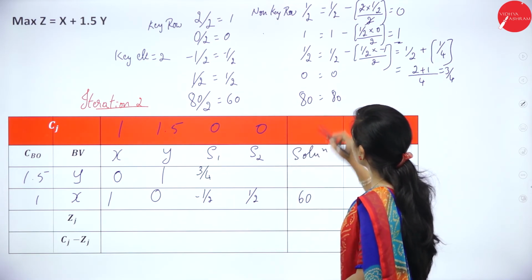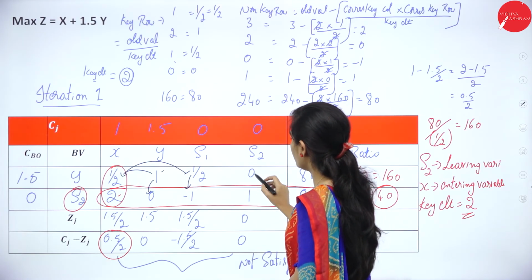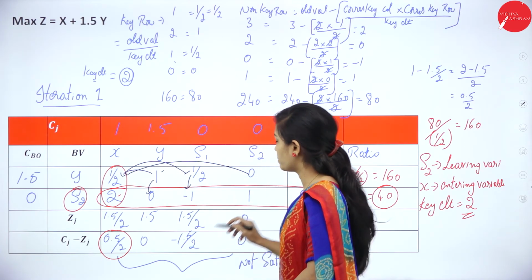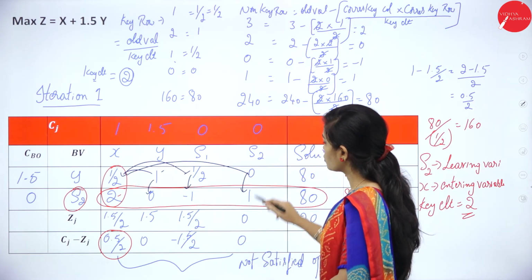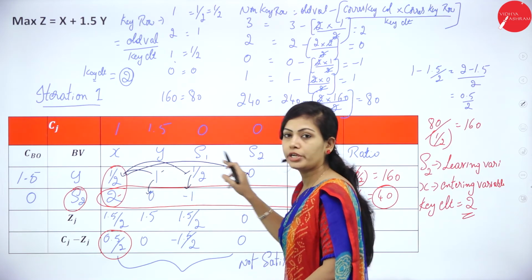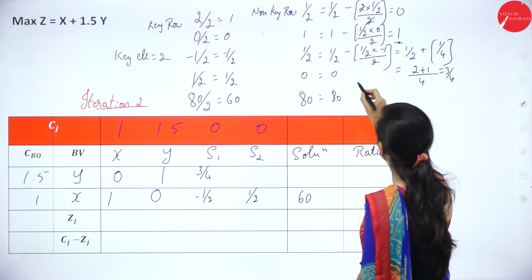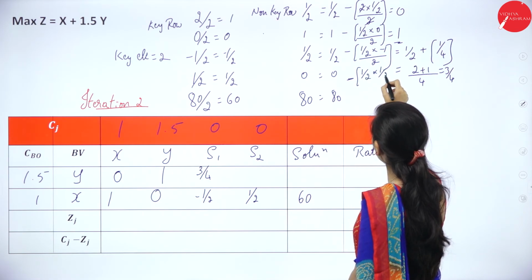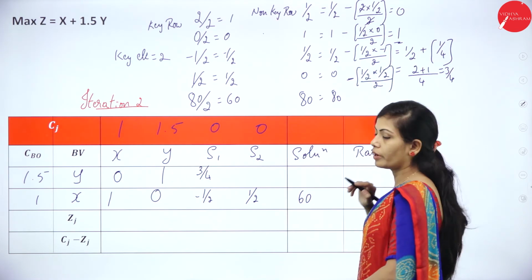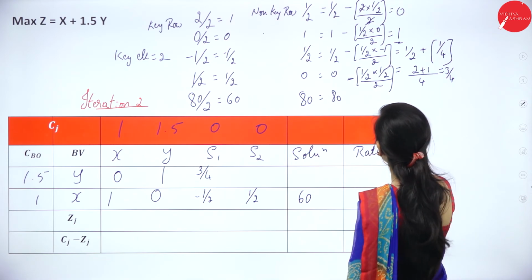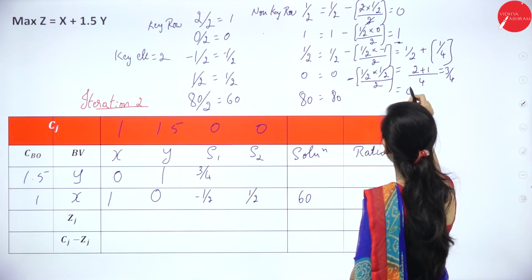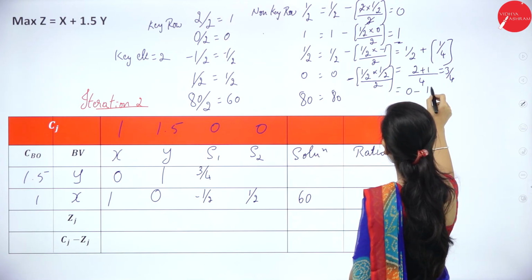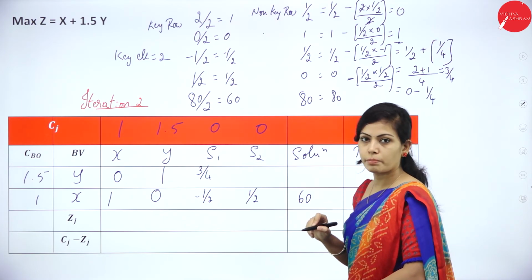And 0 is the old value. The corresponding key column is 1 by 2, key row is 1. So 0 minus 1 by 2 into 1 by 2, divided by 2. 1 by 2 into 1 by 2 is 1 by 4. So it is 0 minus 1 by 4, it is minus 1 by 4.